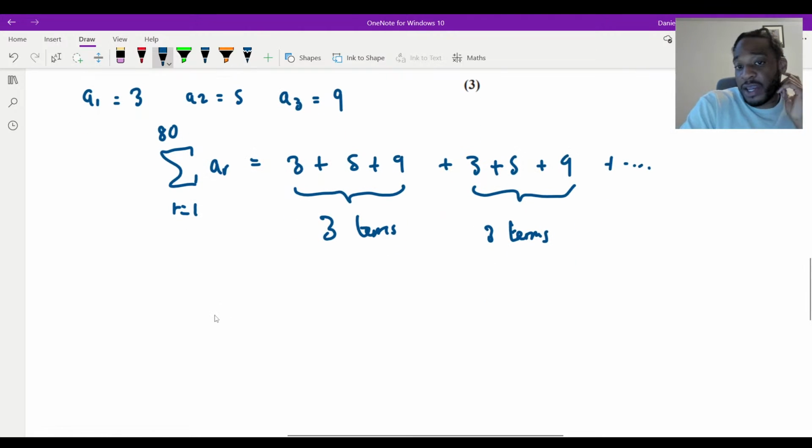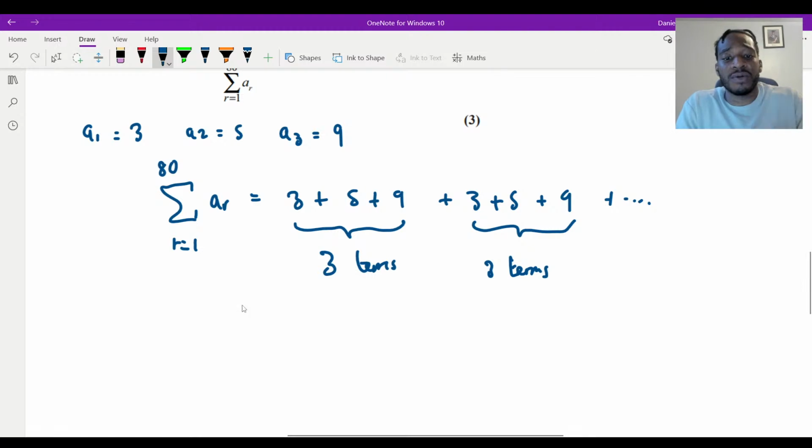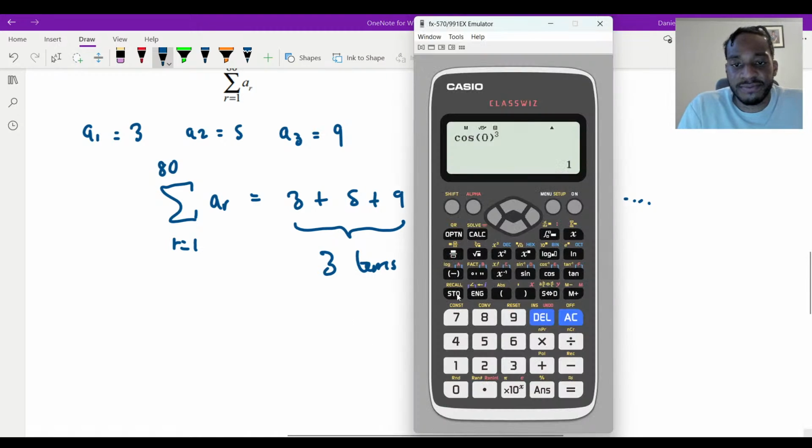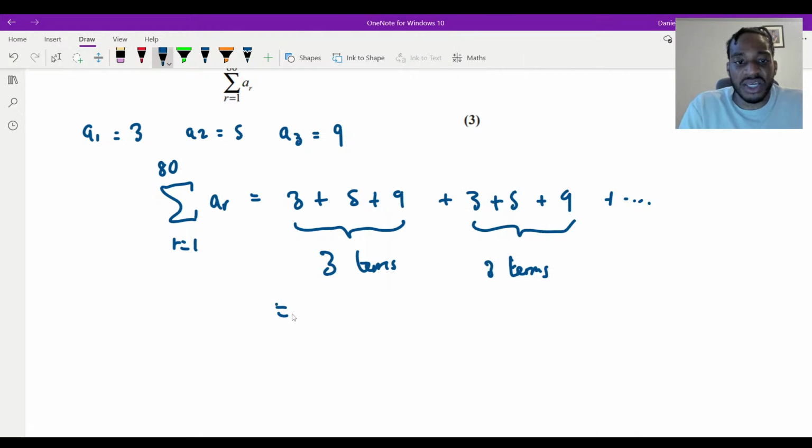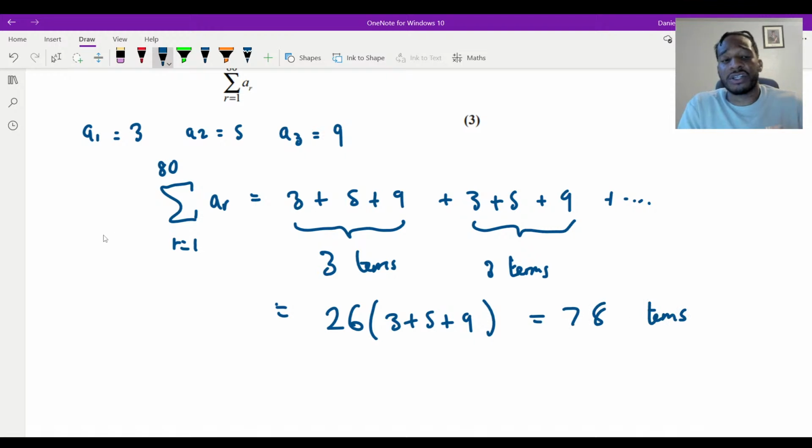I'm summing from 1 to 80, so you need to ask yourself how many times 3 goes into 80. Do 80 divided by 3, which is 26 point something. So 26 times with a remainder. 26 times 3 is 78. So we need to do this 26 times, and that will give me the first 78 terms: 26 multiplied by 3 plus 5 plus 9. But they asked us for 1 to 80, so we need 2 terms more.